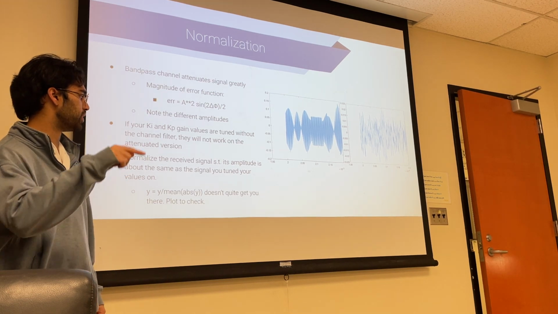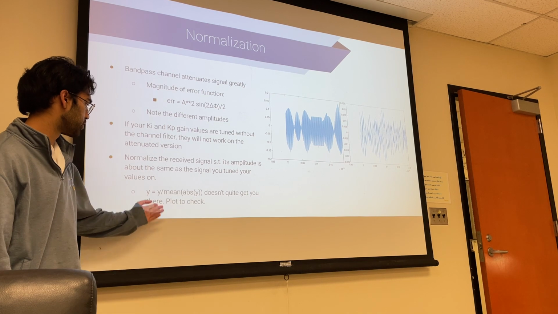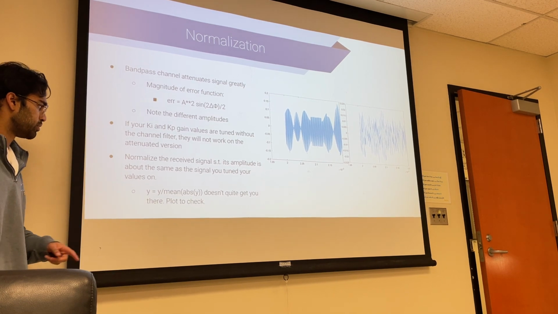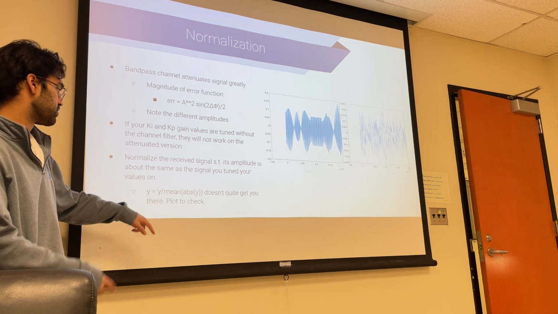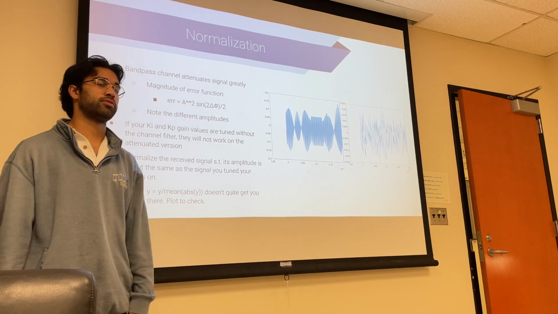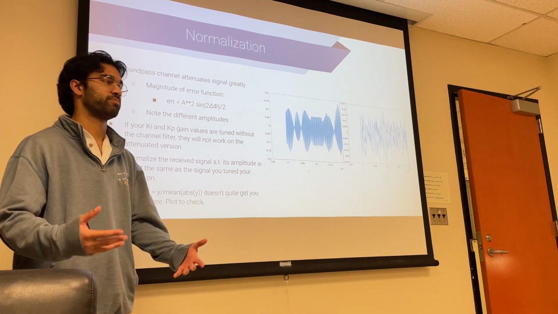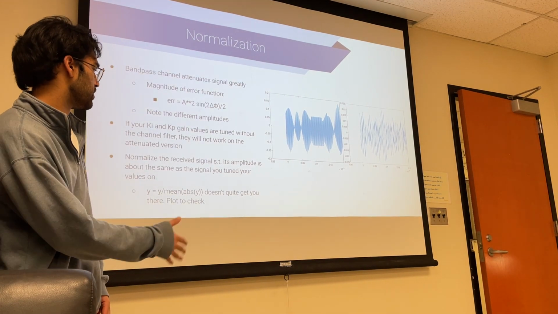It's not going to keep up with your phase as well. So I dropped an announcement, but you could try y equals the original signal over the mean of the absolute values. It's one way you can do it. It's an L1 norm.